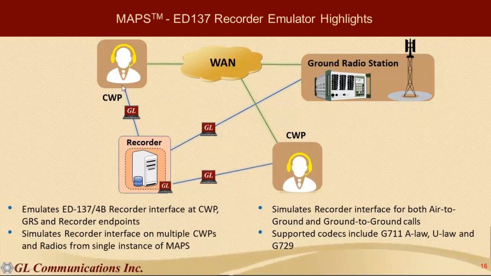So these are the interfaces that we are trying to emulate using this recorder emulator. Basically, these are RTSP sessions towards the recorder from either the CWP, GRS, or the VCS. Again, we can simulate a recorder interface from multiple CWPs and radios. It supports recorder emulation as per the ED-137 volume 4B, which is for recorder emulation. It can simulate both air to ground and ground to ground recording sessions, and the supported codecs include ALAW, ULAW, and G729.